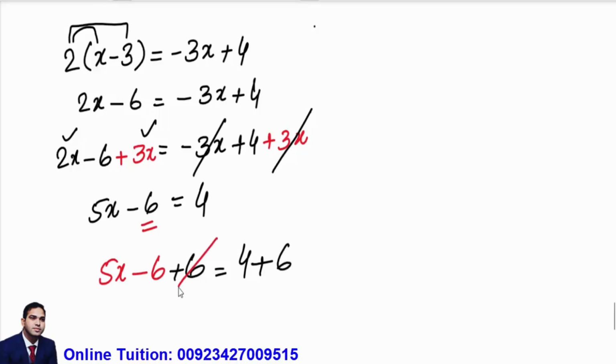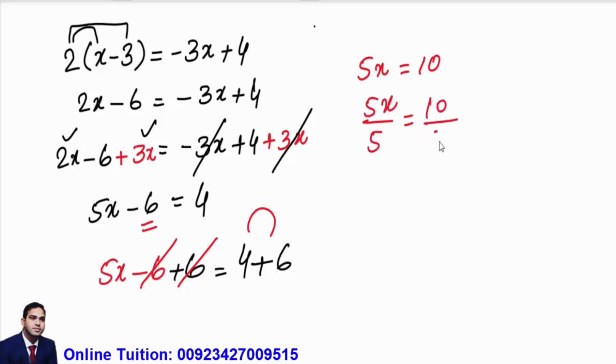Now you can see that this is positive, this is negative, this is cut off. We have 5x is equal to 10. 4 plus 6 is equal to 10. Now remove this 5 from this x. For this 5x, dividing by 5 on both sides.